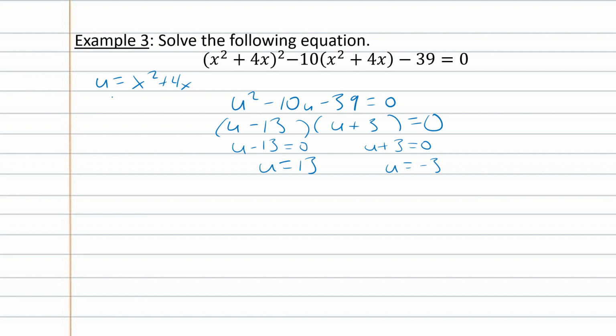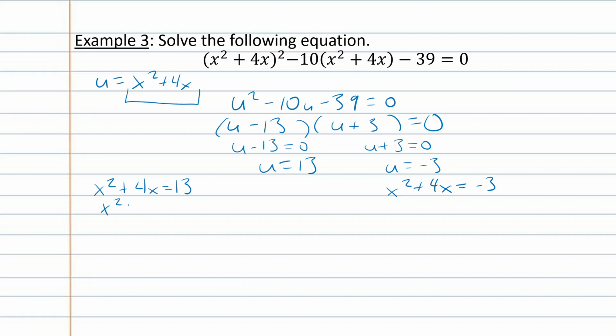But we're not done, right? Because we're not trying to solve for u, we're trying to solve for x, which means we need to substitute the u part back into this equation. Well, that's x squared plus 4x equals 13. And here, when I substitute it over here, it's x squared plus 4x equals negative 3. Now I'm going to start with the one over here on the left. We're going to solve it, and we'll come back and solve this one over here on the right.